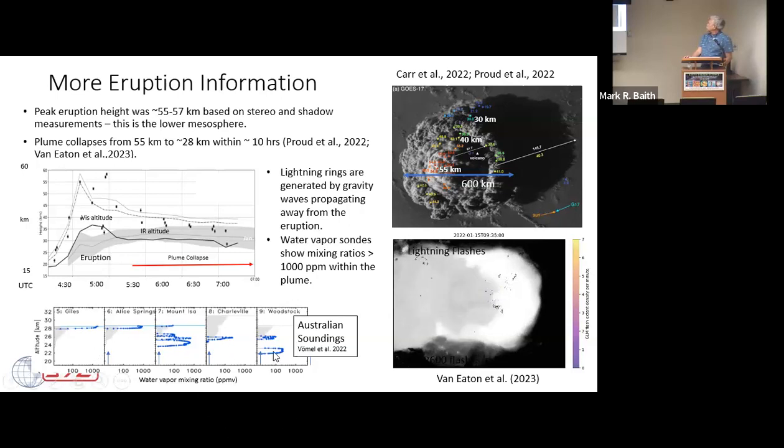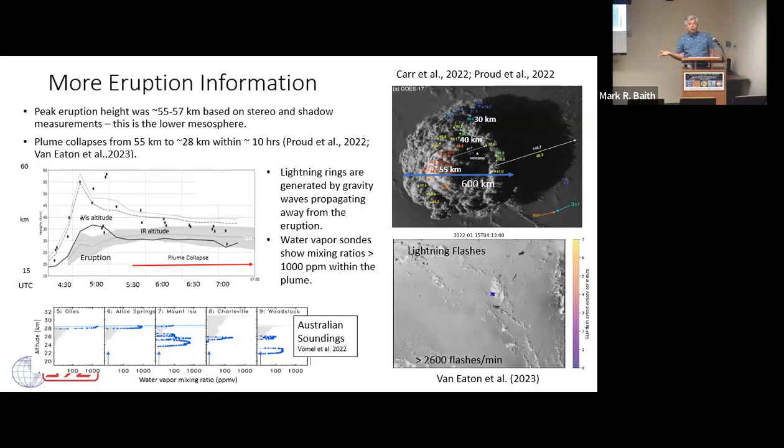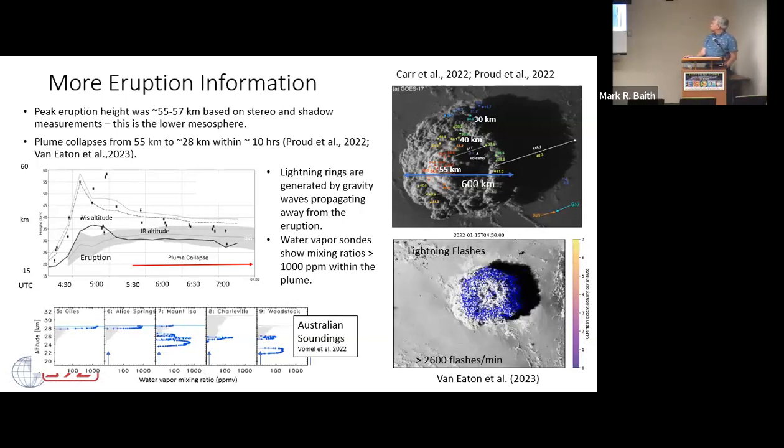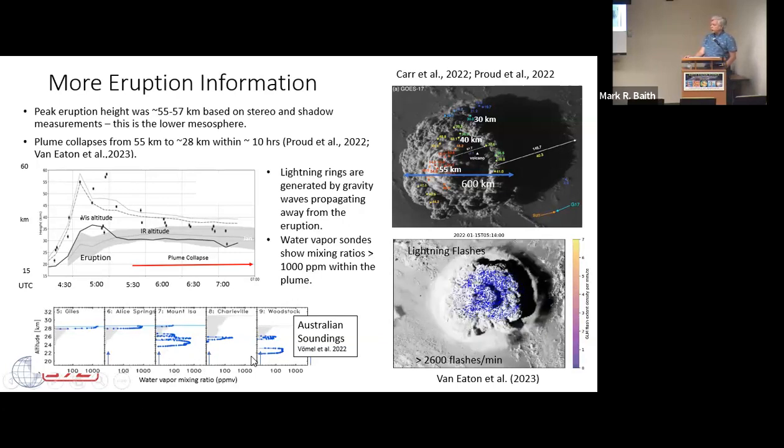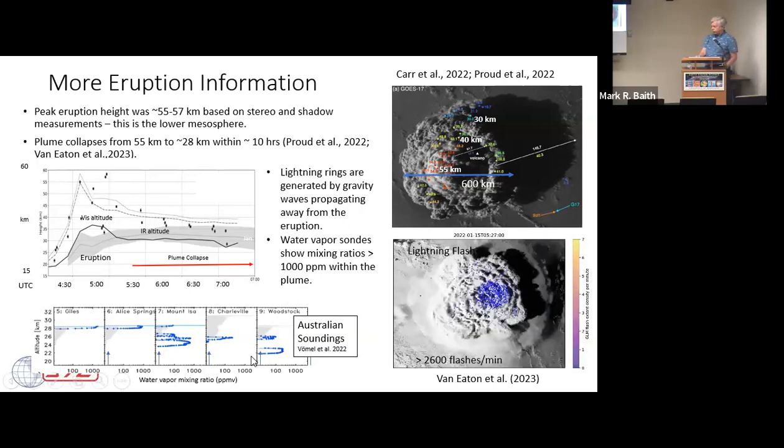These are Australian soundings. The cloud, after it erupted, moved to the west and it went over Australia. And these are water vapor soundings. And I don't know if you can see this, but there's up to 1,000 parts per million. For those of you who don't study the stratosphere, the number we keep in our heads for the amount of water vapor in the stratosphere is 4 parts per million. So 1,000 is like, oh my God. So these are Australian water. And they had some problems with calibration. The numbers were so large.